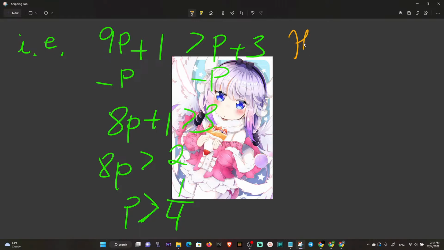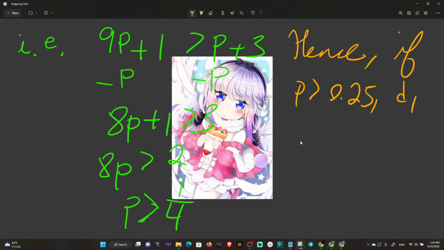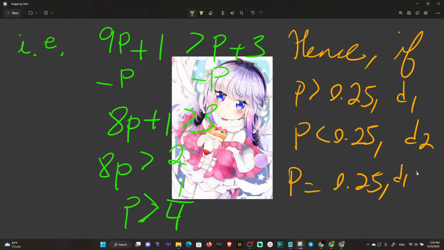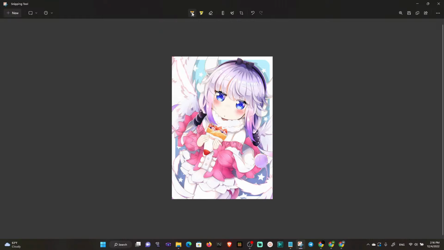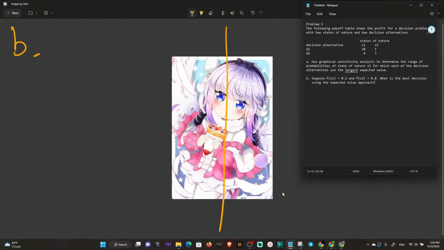Okay, so hence, if P is greater than 0.25, we pick D1. If P is less than 0.25, we pick D2. And if P is equal to 0.25, D1 or D2. That's how you would write A. That is how you would make your decision. Okay. Now we're gonna do part B, because there's only two parts to this one. Part B states, suppose P of S1 is equal to 0.2 and P of S2 is equal to 0.8. What is the best decision?